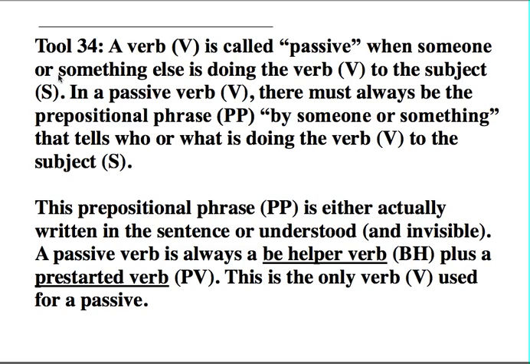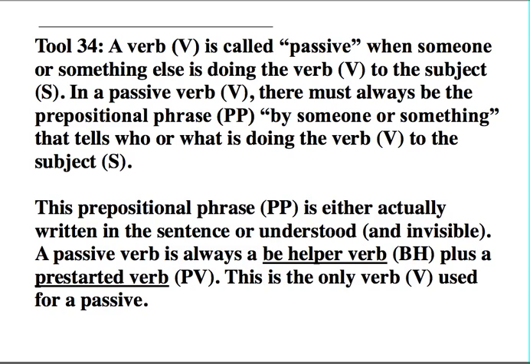Tool 34 is going to tell us about passive verbs. A verb is called passive when someone or something else is doing the verb to the subject. In a passive verb, there must always be the prepositional phrase "by someone or something" that tells who or what is doing the verb to the subject. Okay? This prepositional phrase is either actually written in the sentence or understood and invisible.